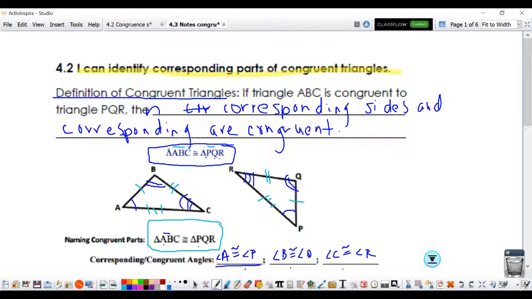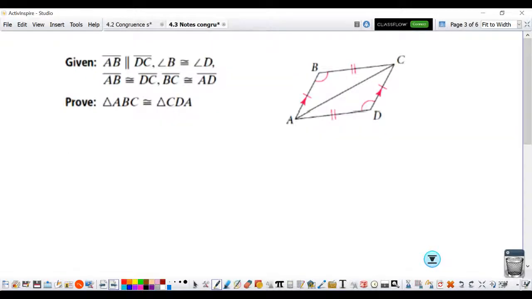Today we're going to look at the proofs that are in our notes. By the end of this chapter, you will be doing these proofs on your own. So jot down your questions so we can answer them all. So we are given some information and we're asked to prove that triangle ABC is congruent to triangle CDA. So we're asked to prove that the two triangles are congruent.